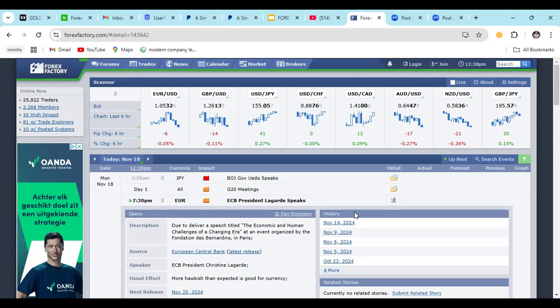Now, these are different types of analysis. We'll go into fundamental analysis in more detail, where we will open forexfactory.com and dissect it very well. However, let's proceed to other types of analysis.